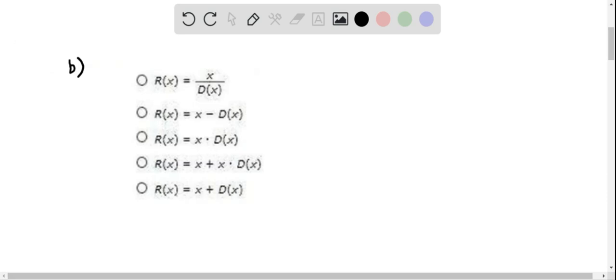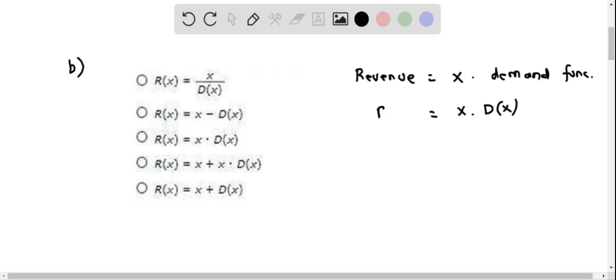In part B, we write a formula for the revenue function. So revenue is basically x times the demand function. Therefore, this equals x times the demand function D of x. The revenue is represented as R of x. So therefore, we choose this one as the correct formula for the revenue function.